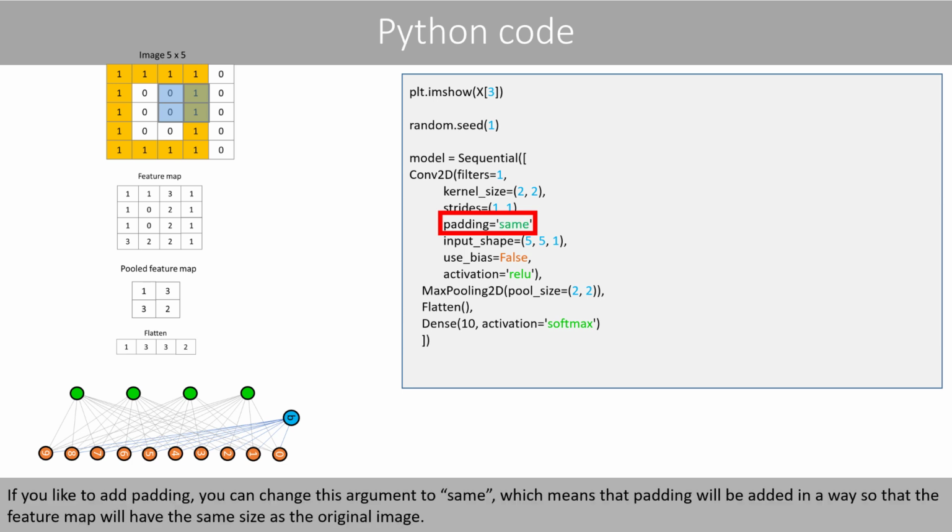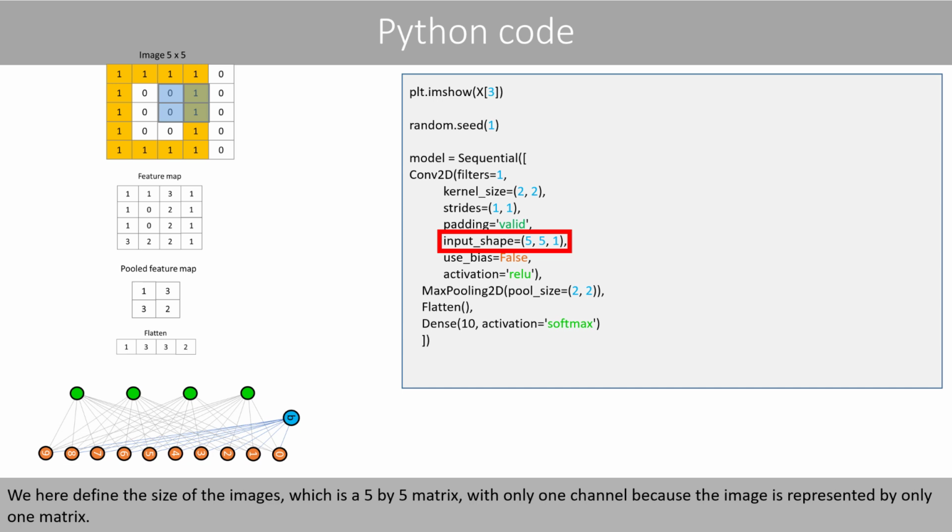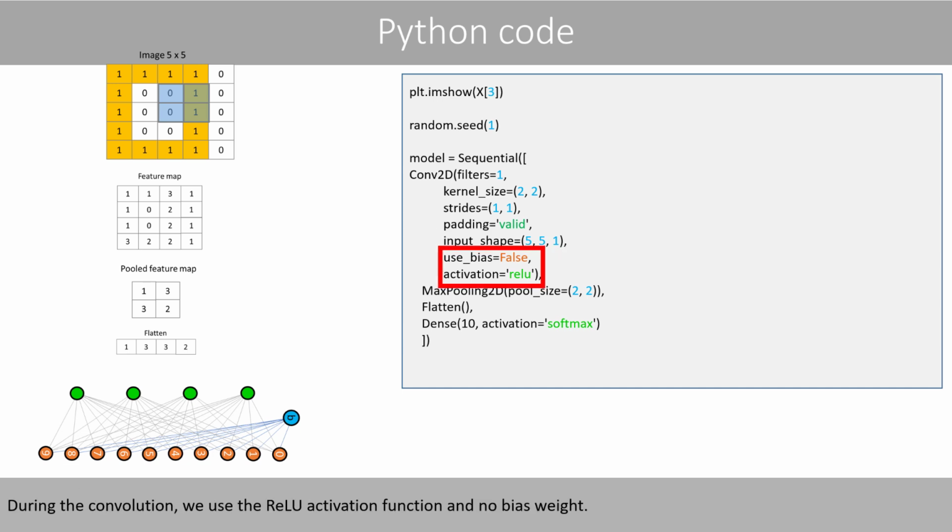If you like to add padding, you can change this argument to same, which means that the padding will be added in a way so that the feature map will have the same size as the original image. We here define the size of the images, which is a 5x5 matrix, with only one channel because the image is represented by only one matrix. During the convolution, we use the ReLU activation function and no bias weight.